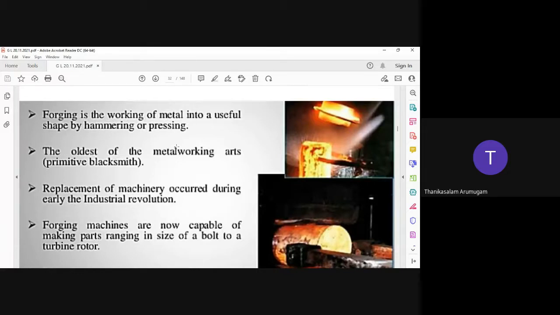When you heat the metal a lot, it becomes soft. So we need less force, and we can convert it to the correct shape and size. It is called hot forging.